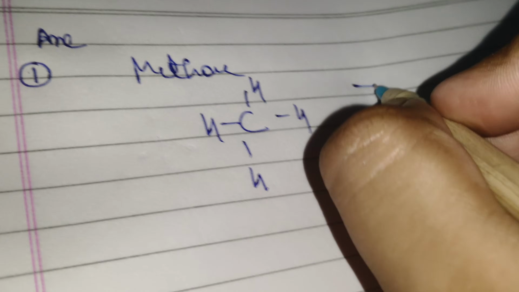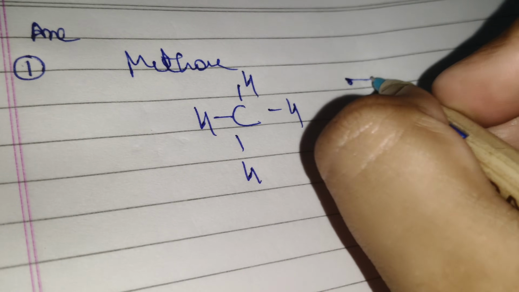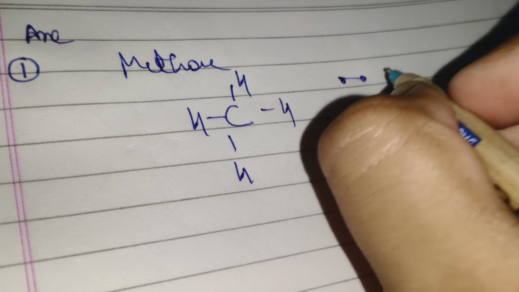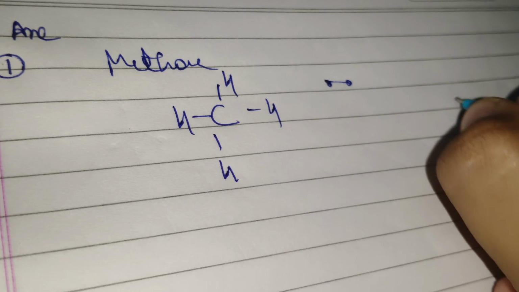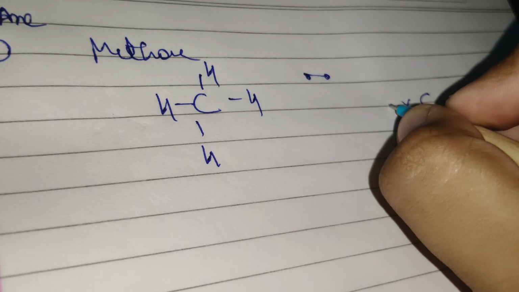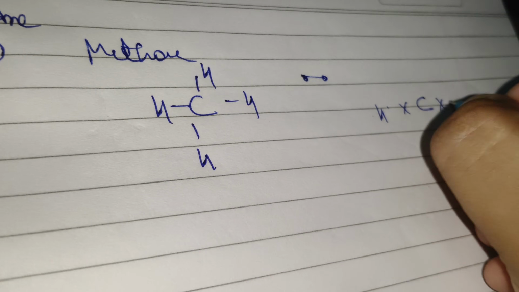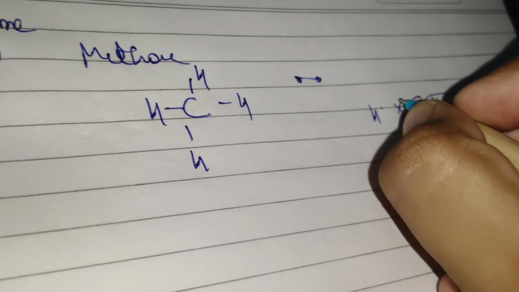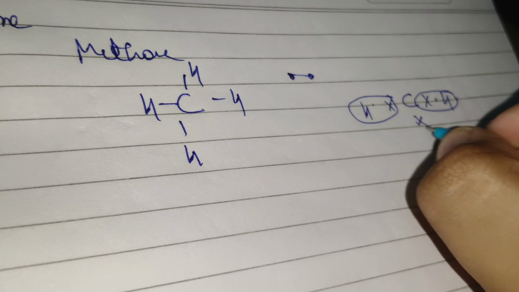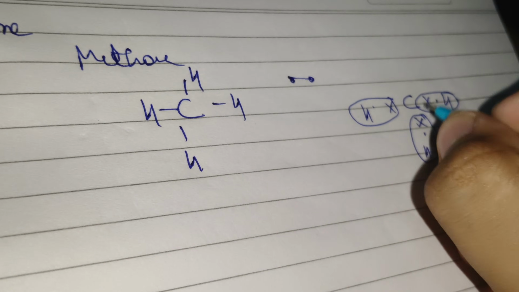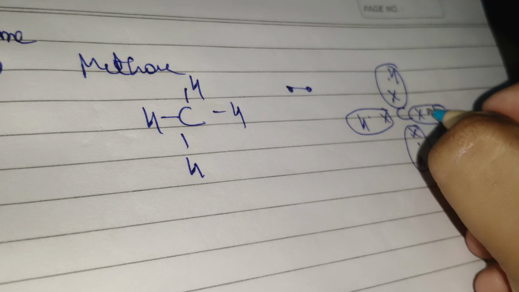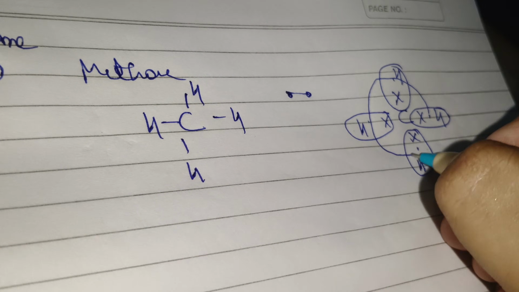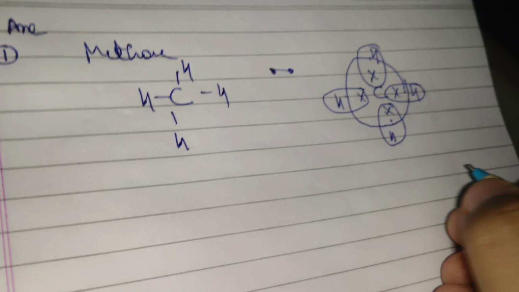A single line represents two electrons. One is here and one is here. As two electrons are shared, they form a single bond. So here is the structure of methane, and here is the Lewis dot structure of methane.